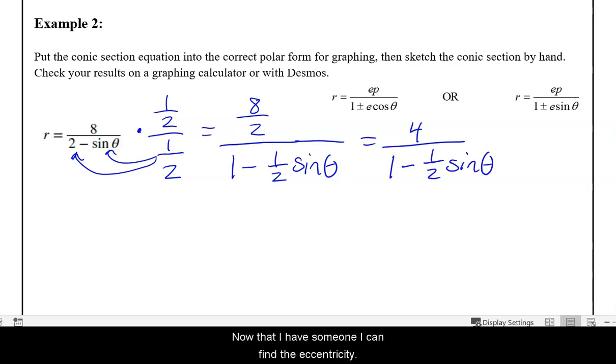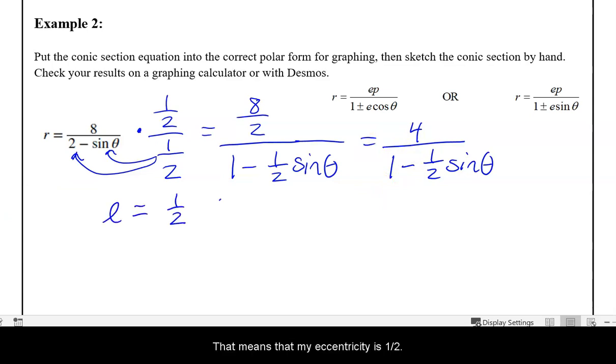Now that I have the 1, I can find the eccentricity. Remember that when we look for eccentricity, we do not consider the sign to be a part of it. The eccentricity is the absolute value of the coefficient of the trig function after you have made the constant term in the denominator a 1. That means that my eccentricity is 1/2. Since that is less than 1, it must be an ellipse.